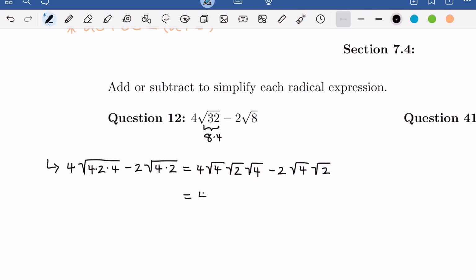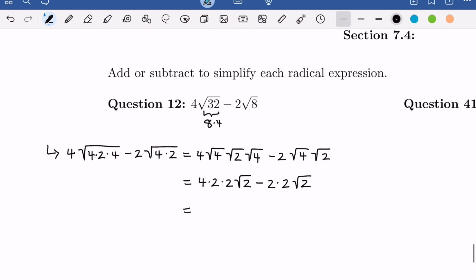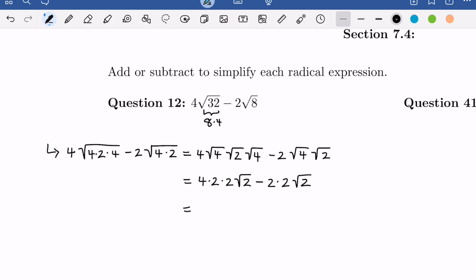So we're going to end up with 4 times 2 times 2 times the square root of 2. And similarly for our second term here, we have 2 times the square root of 4, which is 2 times root 2. So let's simplify this. We have 4 times 4, so 16 root 2 minus 4 root 2.